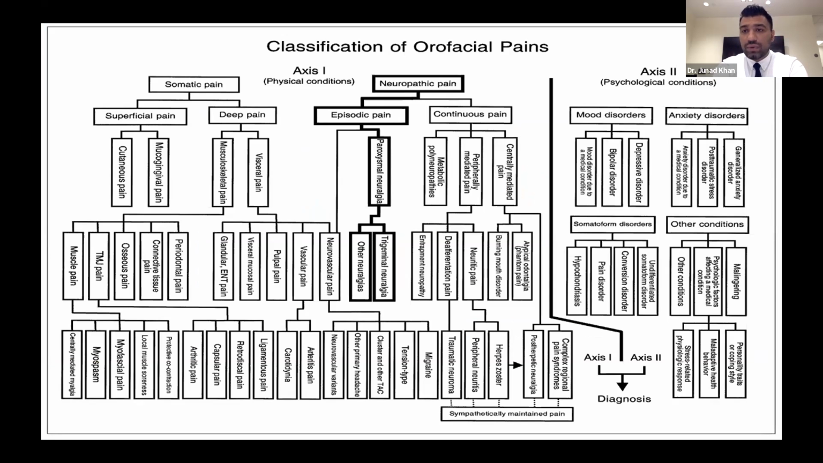This is the classification of orofacial pain that we use, and it's used throughout. I'm not going to go into details of all of this. I think each block over here is a separate lecture. But the important thing is to understand and appreciate the fact that there's axis 1 and axis 2. Axis 1 talks about all the physical conditions a patient can have. Axis 2, on the other hand, are psychological conditions.